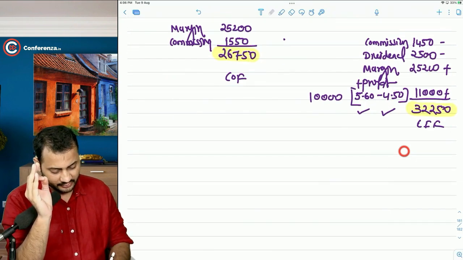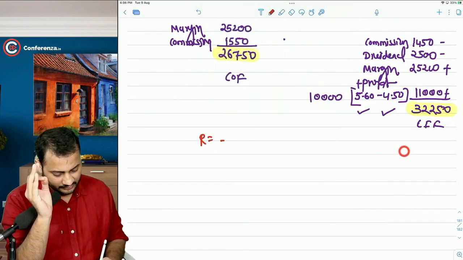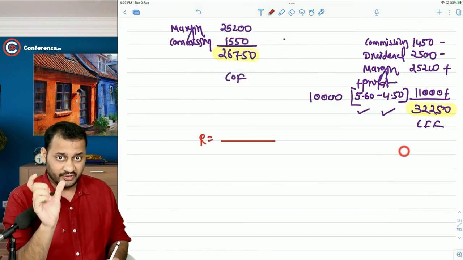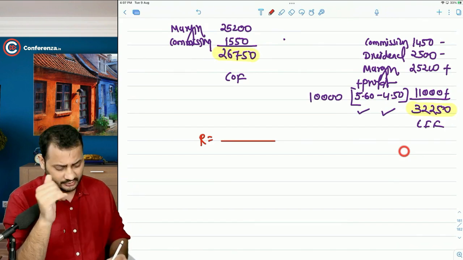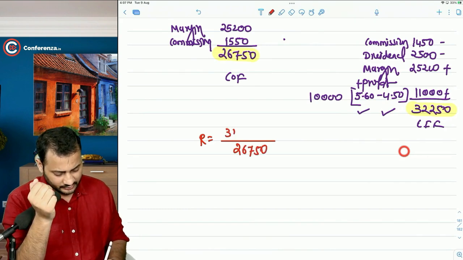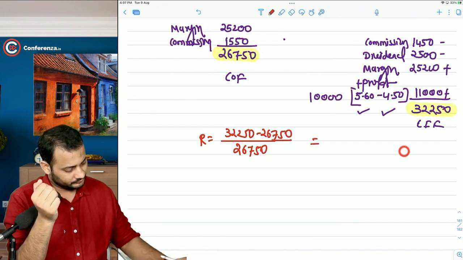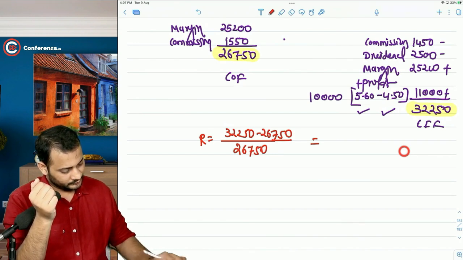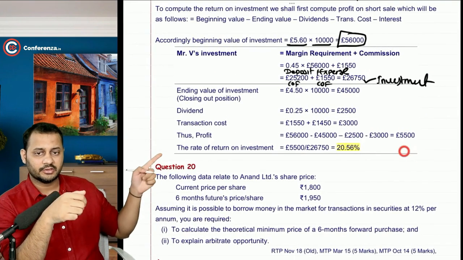Can you calculate the return, sir? It's very much possible to calculate the return now. Return is nothing but the difference. The formula of the return will be simple: return in the numerator, investment in the denominator. Investment was 26,750 and the return in the numerator is 32,250 minus 26,750. That's it. The answer is 20.56%. That will match with your answer.